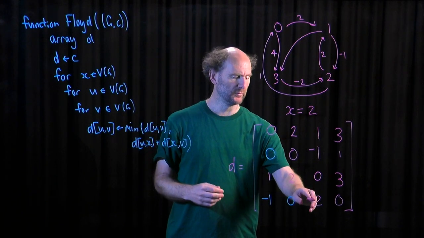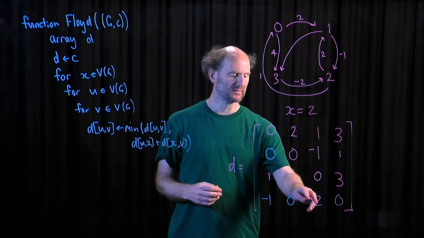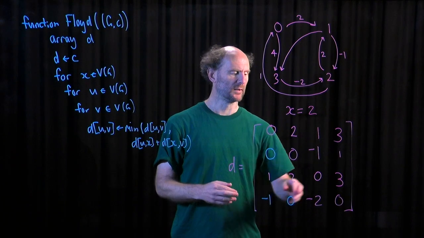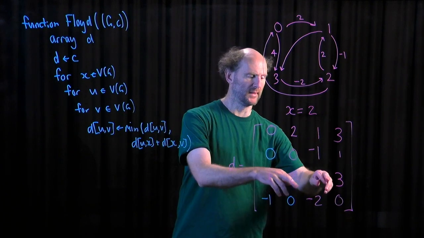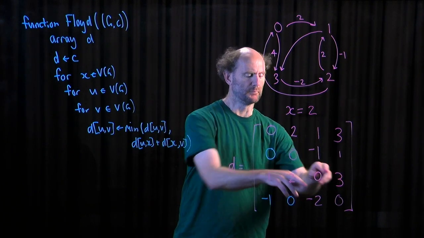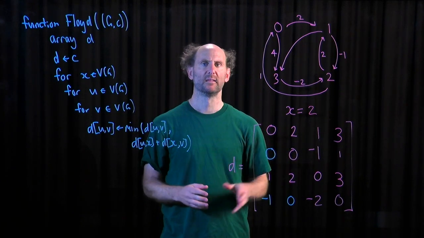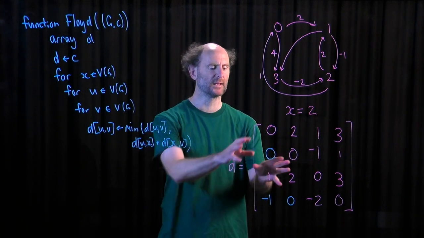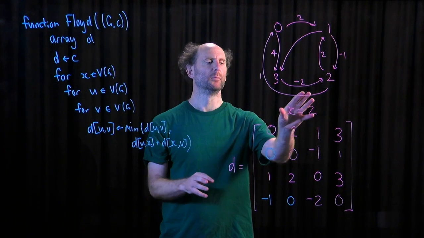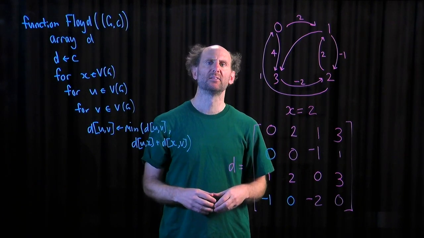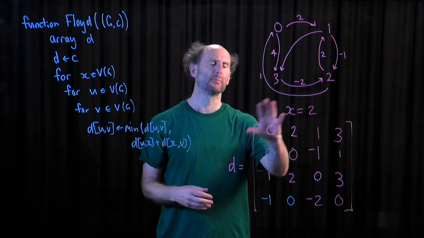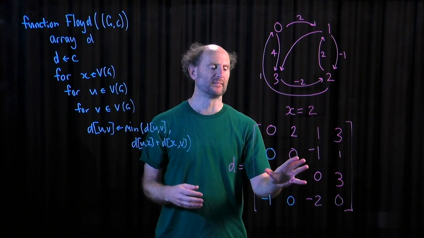Is minus 2 greater than minus 2 plus 0? No, it's not. Is 0 greater than 3 minus 2, which is 1? No, it's not. So we've finished this iteration. Let's change the color of these numbers. We'll increment x up to 3, and we can run through the same thing again.